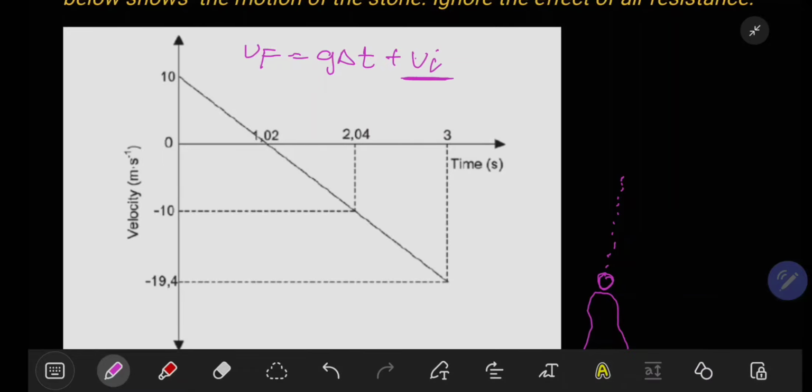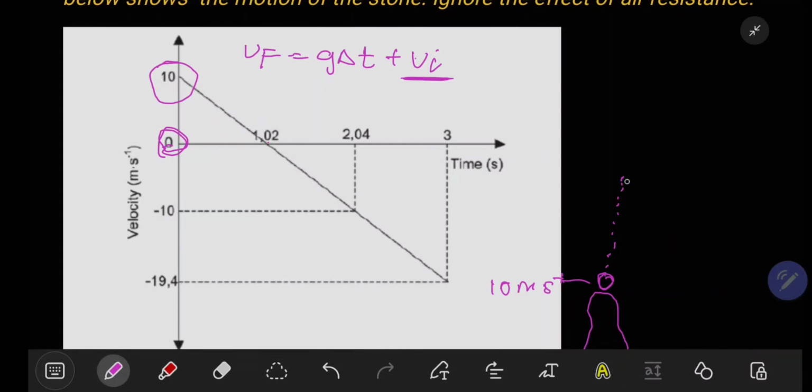Then the initial velocity is the vertical shift of the graph. Obviously we can see that the initial velocity is not 0, but it's 10 meters per second. So it means the initial velocity of the ball here is 10 meters per second. Then the ball at time 1.02 seconds, the velocity of the ball is 0 meters per second.